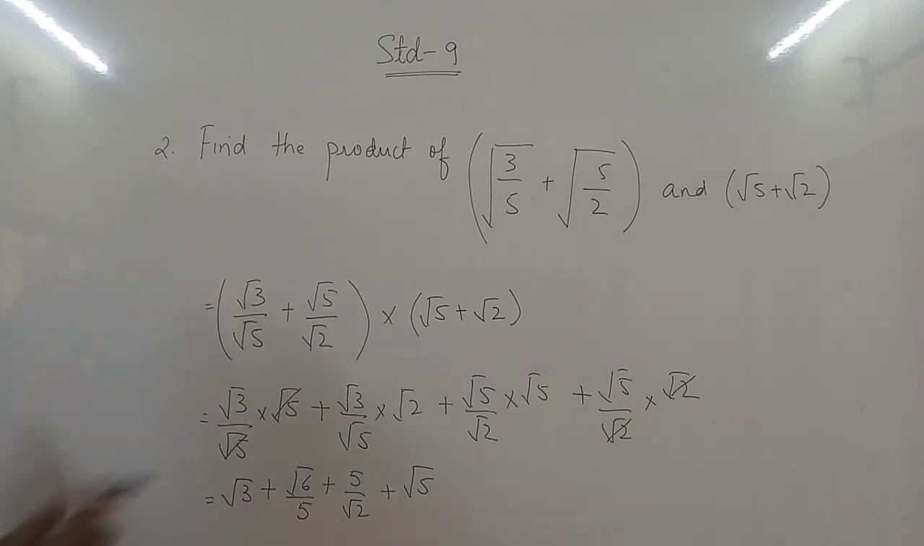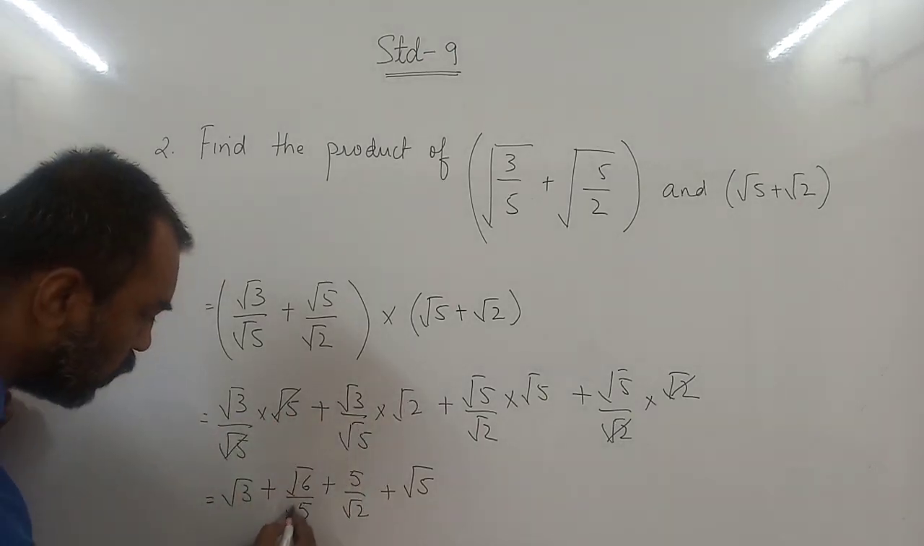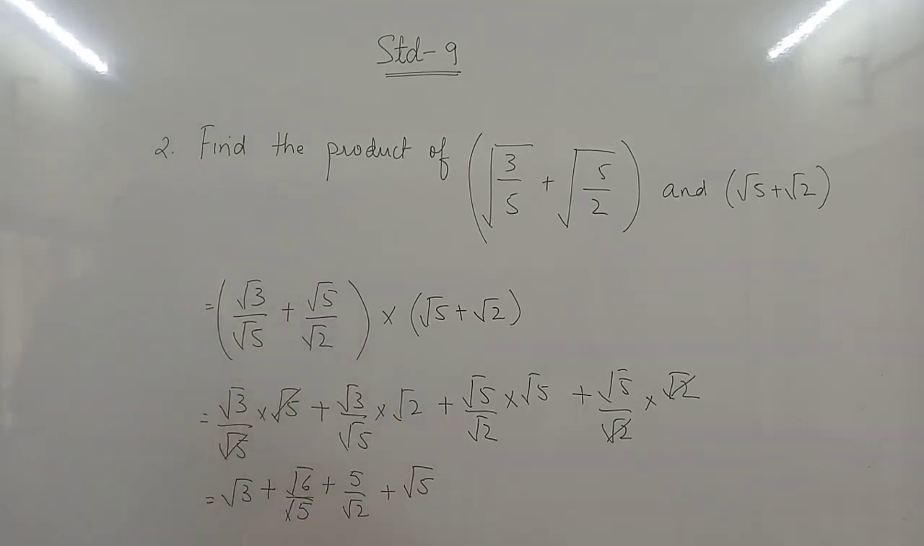Oh, there's a mistake here also. Root 6 upon root 5. Yes, the root has to be there. Plus 5 upon root 2 plus root 5. So this is multiplying the two irrational numbers. Okay. So I hope it is clear till here.